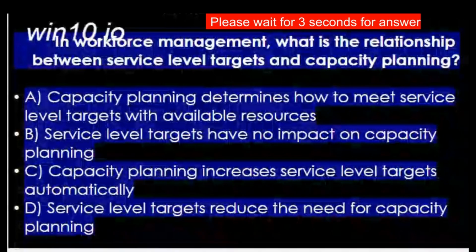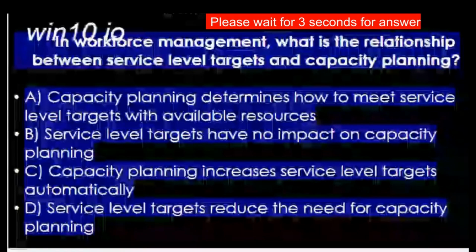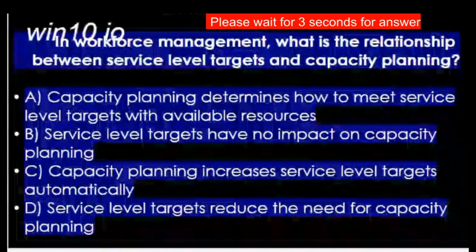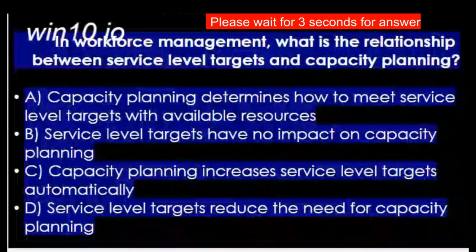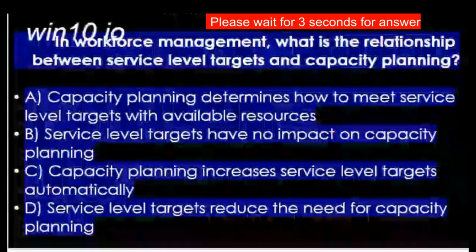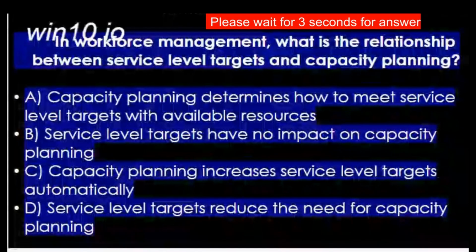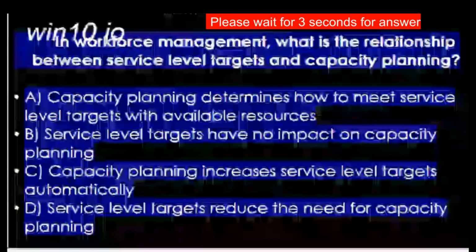Correct answer for this question is option A. Capacity planning determines how to meet service level targets with available resources. So this is the correlation between the capacity planning and the service level target. On the basis of service level target, it could be anything, 80-20, 90-10, we have to get that adjusted in the capacity planning in order to have the right number of resources available to meet the desired service level.